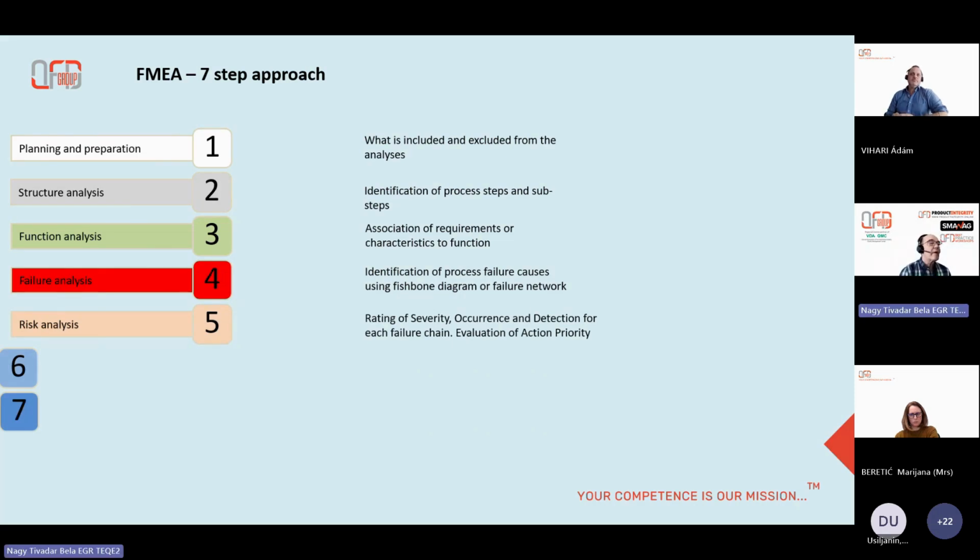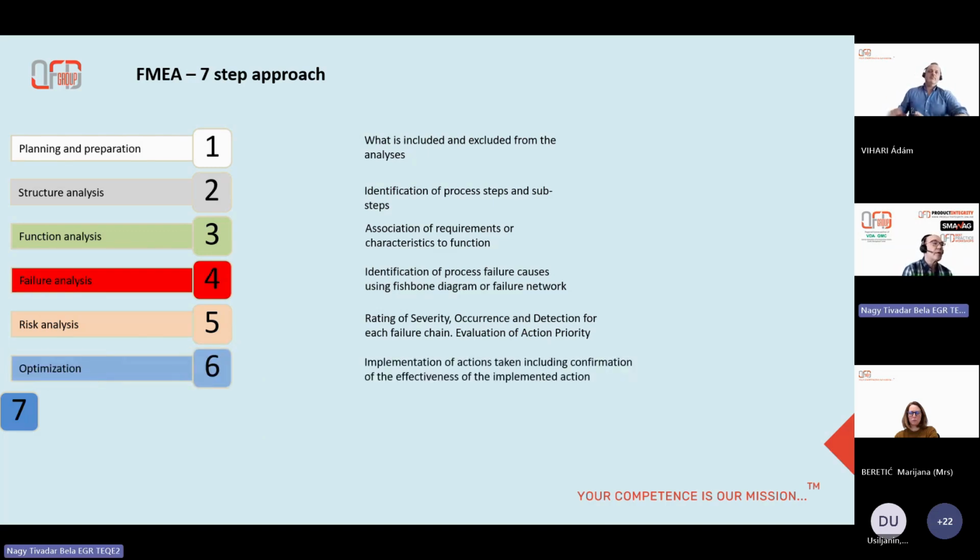The fifth step is risk analysis. Here we rate severity, occurrence, and detection for each failure chain. The failure chain is important. According to this result, we get the action priority. The next step is the optimization. If during the fifth step, the risk analysis, we get a very high risk, we can implement a new preventive or detection action, and we mitigate or push down the risk.